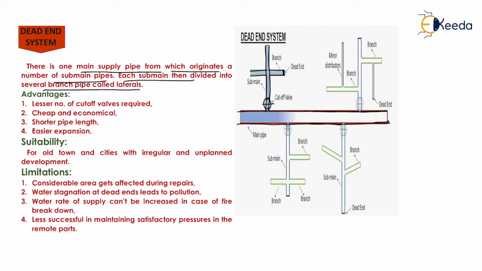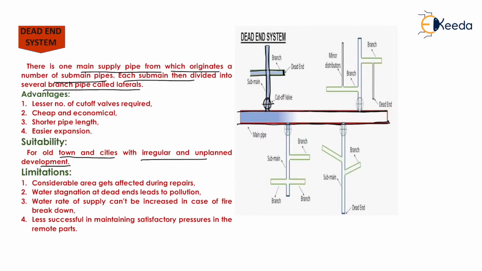Now the advantages of the dead end system: lesser number of cutoff walls is required, cheap and economical, shorter pipe length and easier expansion. Suitability: generally it is used for old towns and cities with irregular and unplanned development.